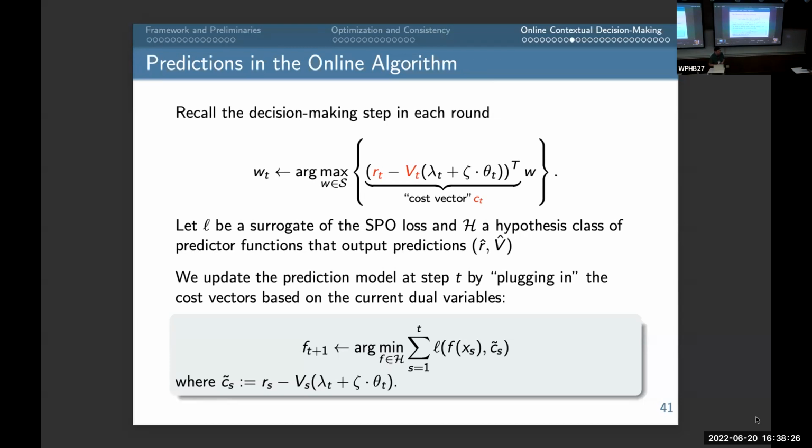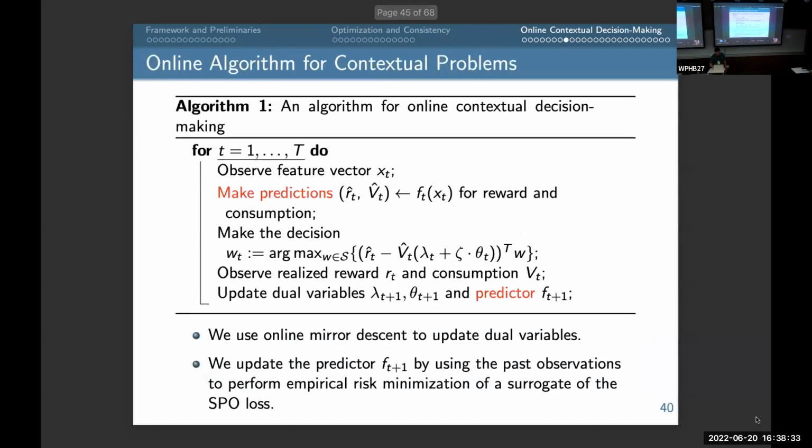Yes. Is this full information feedback? Full information feedback, yes. We observe, after we make the decision, we observe the full vector RT, the full capital VT, yes.